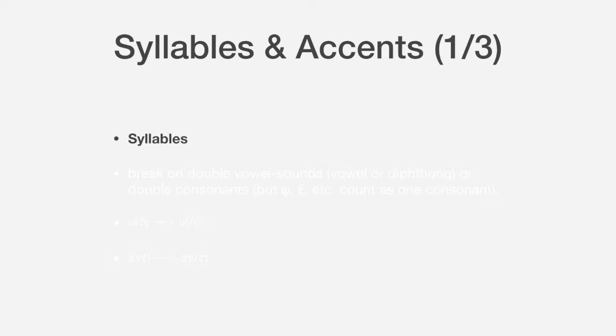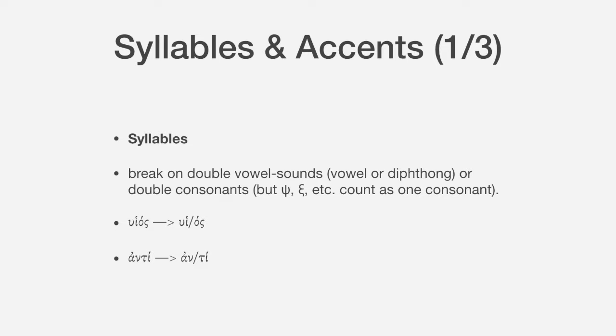Now let's take a look at syllables and accents. The way you break up syllables in Greek words is you break them up on double vowel sounds, or you break it up on a double consonant. And a vowel sound is either a vowel or a diphthong. So a diphthong is not two vowel sounds, it's just one. But a vowel plus a diphthong is two vowel sounds, even though it's three letters.